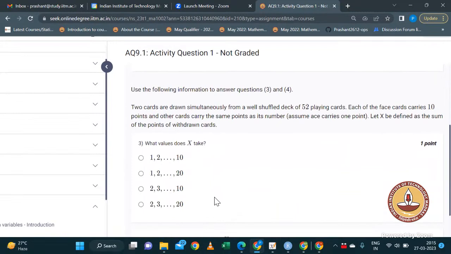What about this one? Last, because of 2, 3, 20. Since here it's written assume ace carries 1 point. So what is the experiment? We are drawing 2 cards simultaneously from a well shuffled deck of cards. It says each of the face cards carries 10 points.